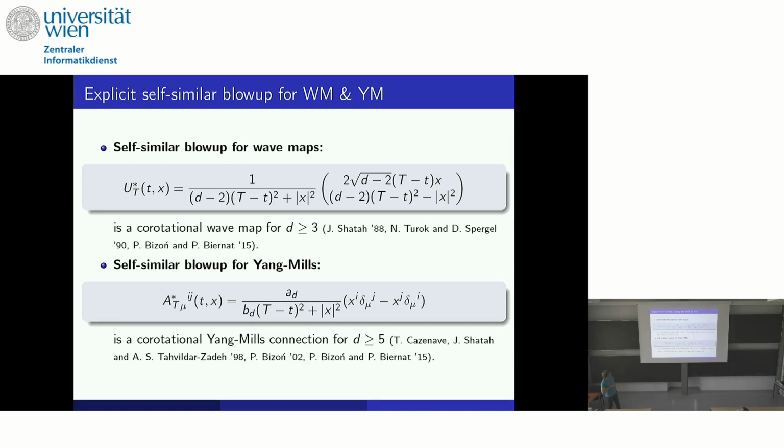If you are at x equals 0, you see that this solution will blow up as time approaches the blow-up time capital T. And the same singularity formation, the same breakdown of solution, you will observe for this Yang-Mills connection here, where A and B are constants which depend on the dimension.